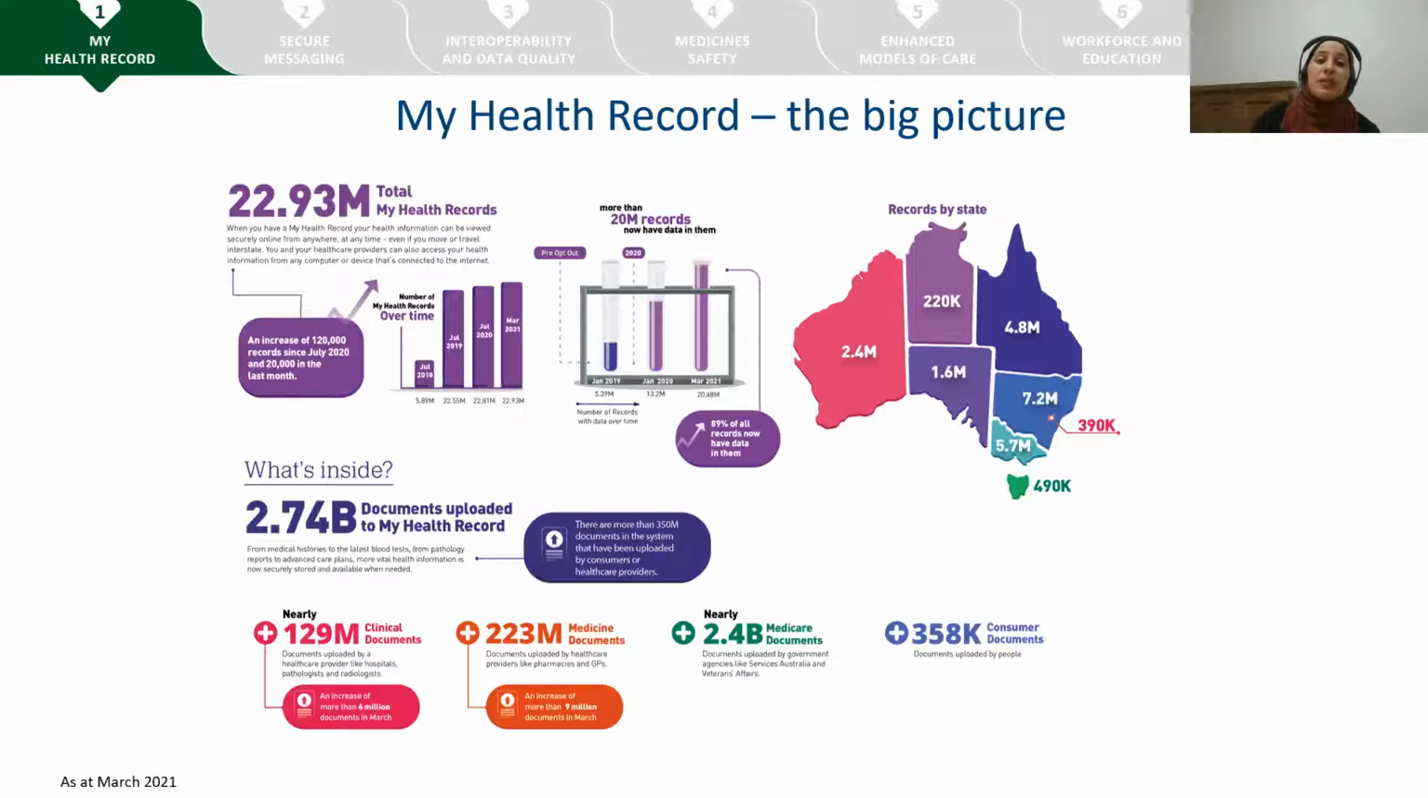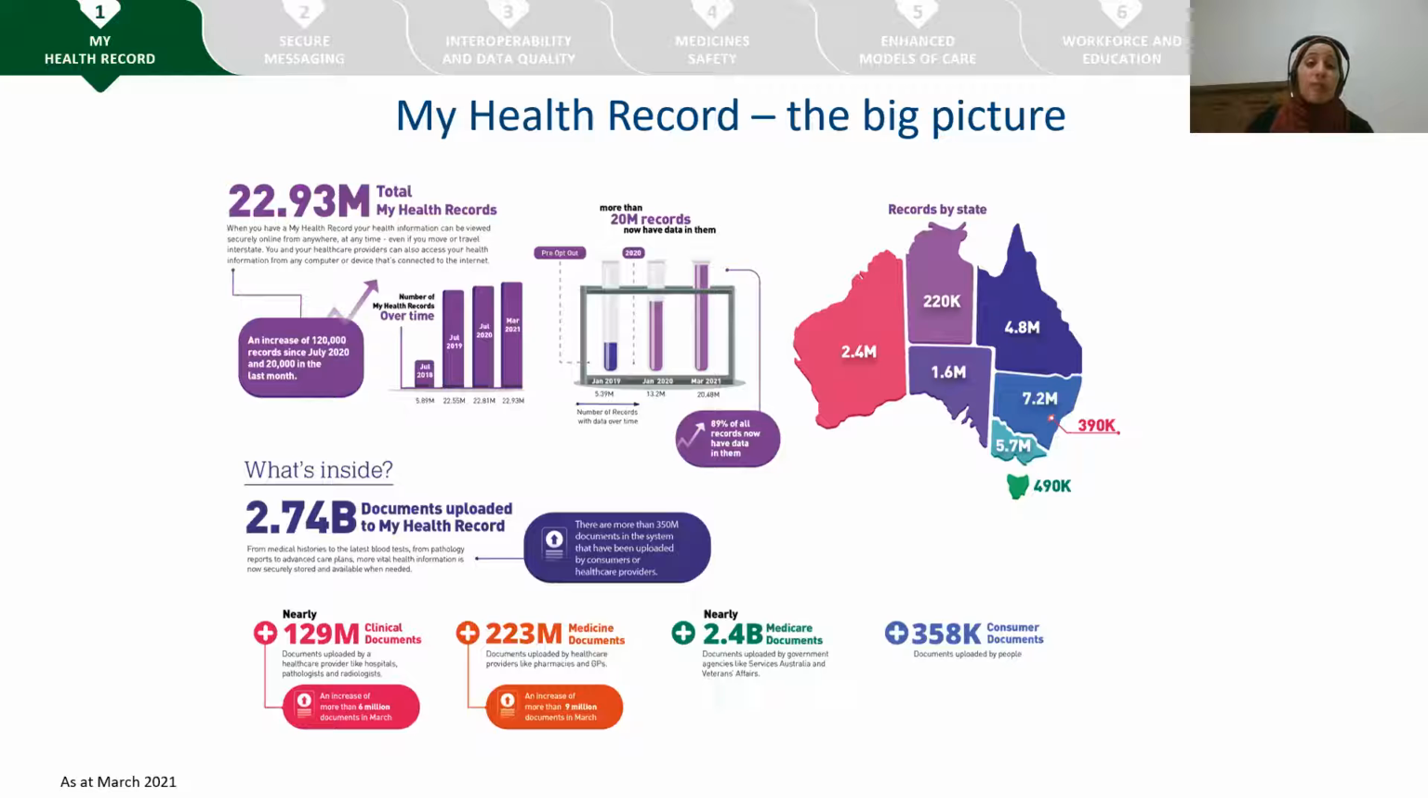So just having a look at some stats. These are from March: there are more than 22.9 million Australians that have a My Health Record. That's about 9 in 10, and about 89% of these records have data in them. The amount of data within the record can vary. The aim is to hopefully build this data over time. But again, this will depend on how complex the patient's medical conditions are and how many healthcare providers are involved in their care.